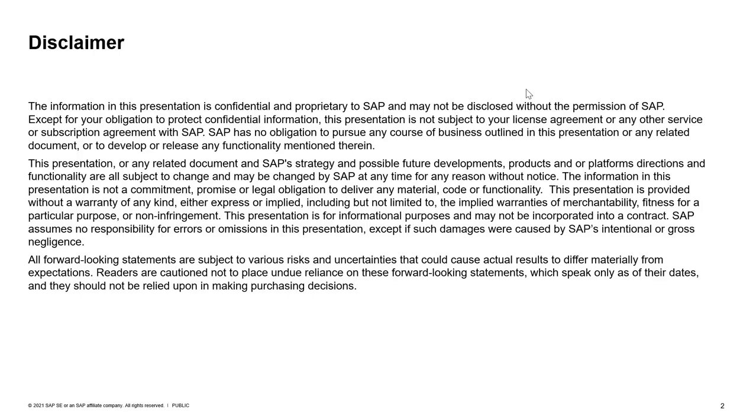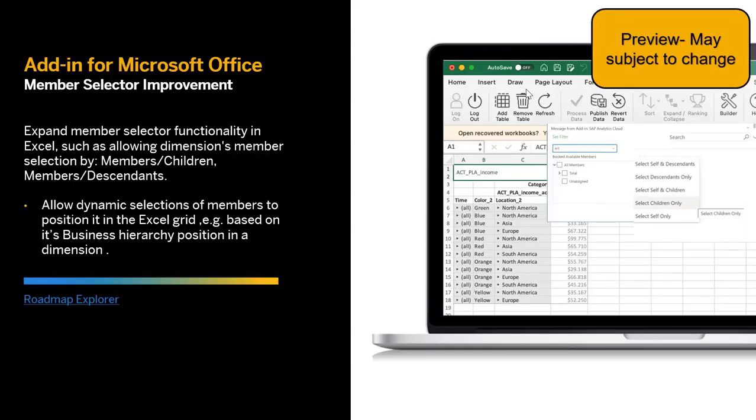First, of course, I need to present you this legal disclaimer because we will talk about planned features. The planned first improvement in Q4 will be part of the member selector. What is the member selector? So the member selector is the menu where you can select the member of your dimension.